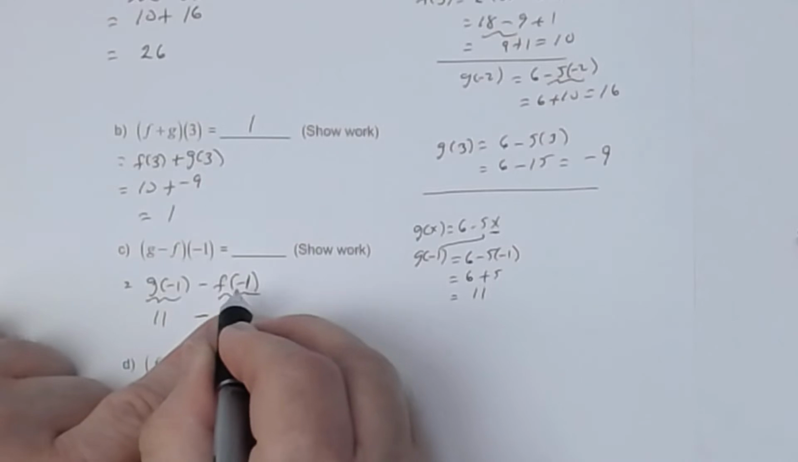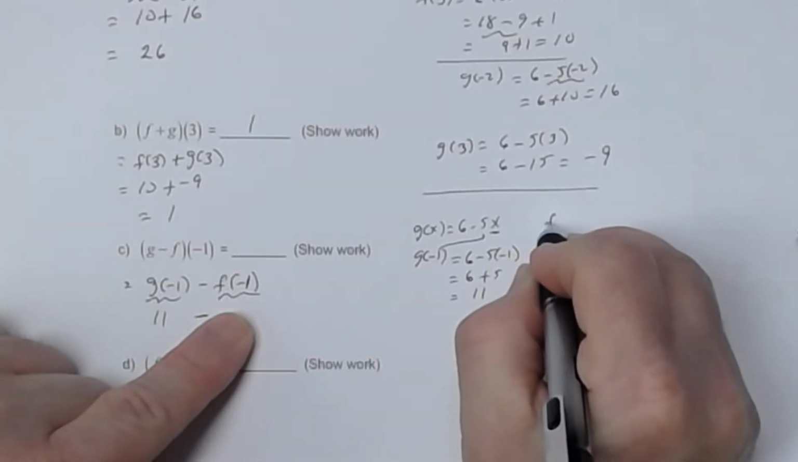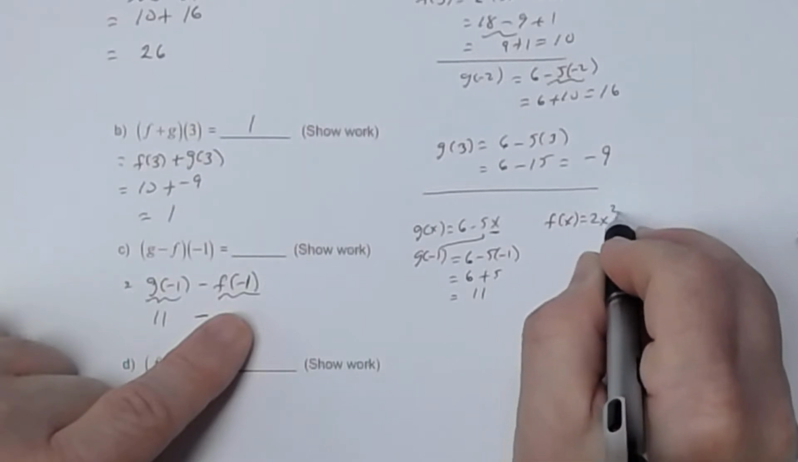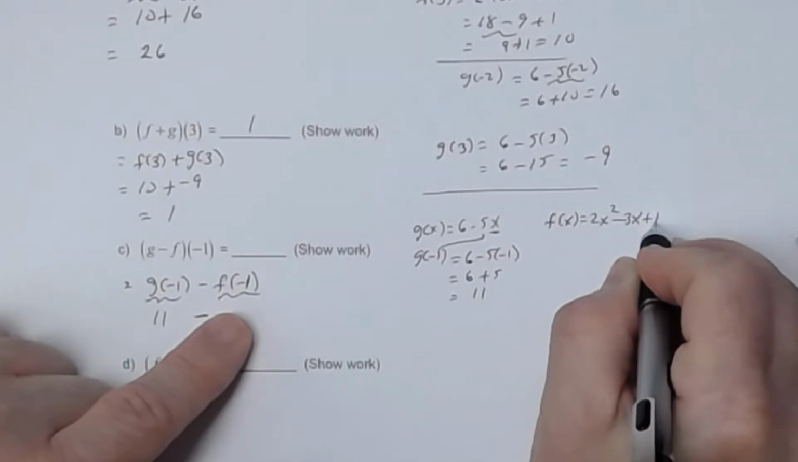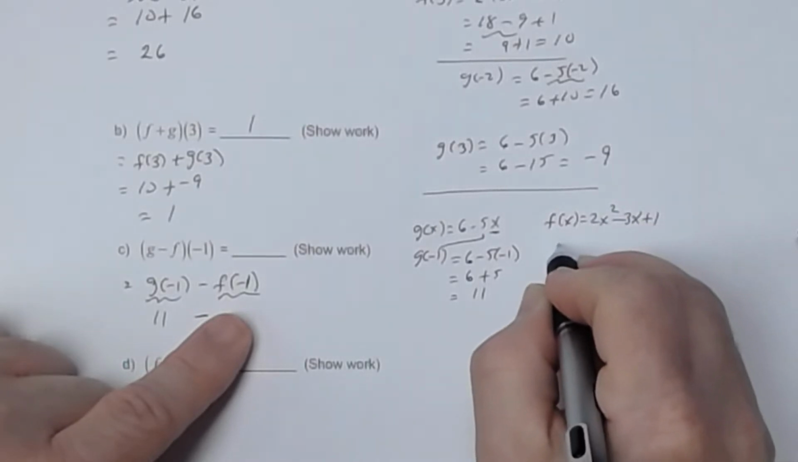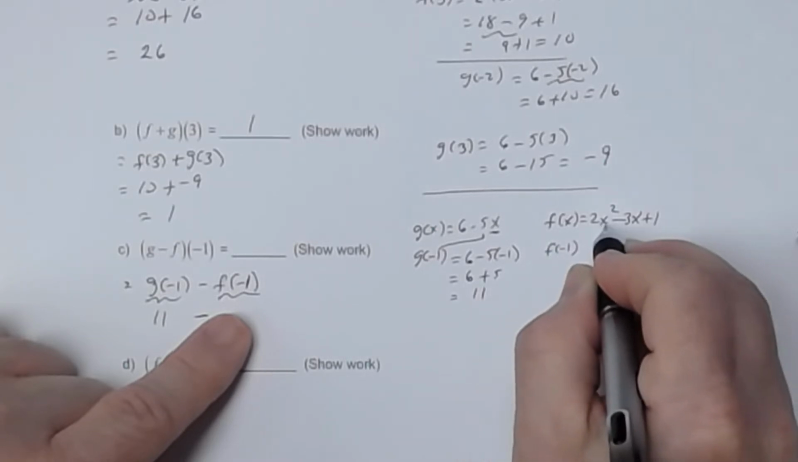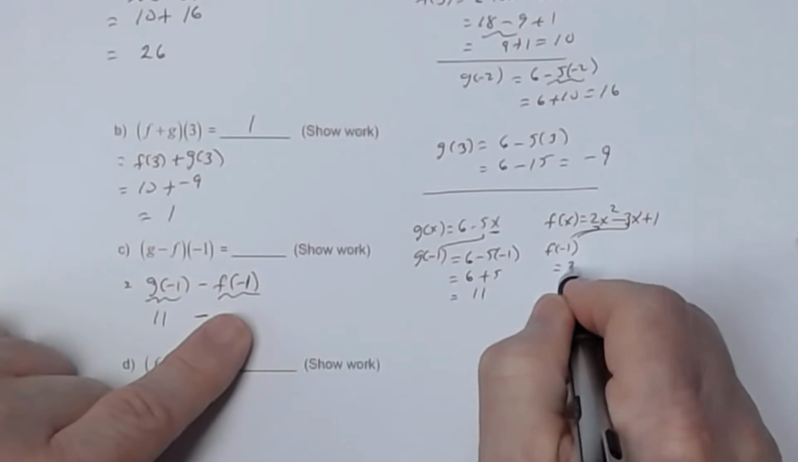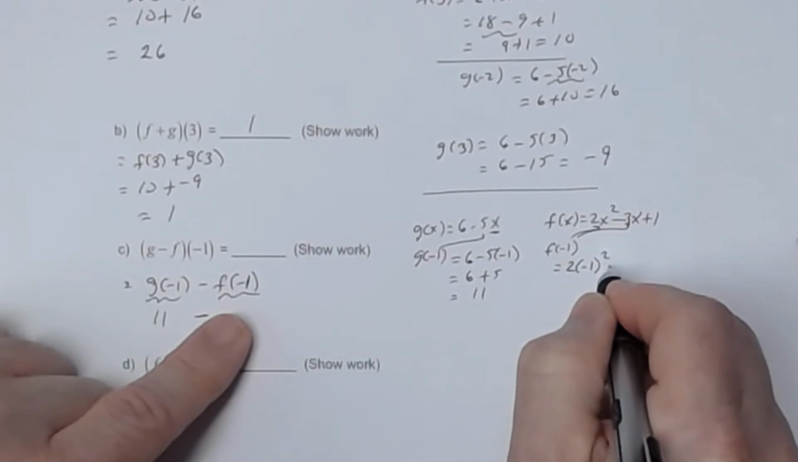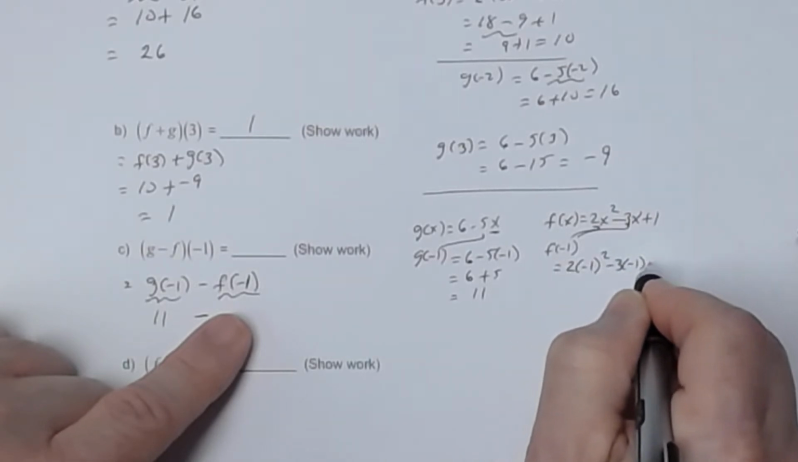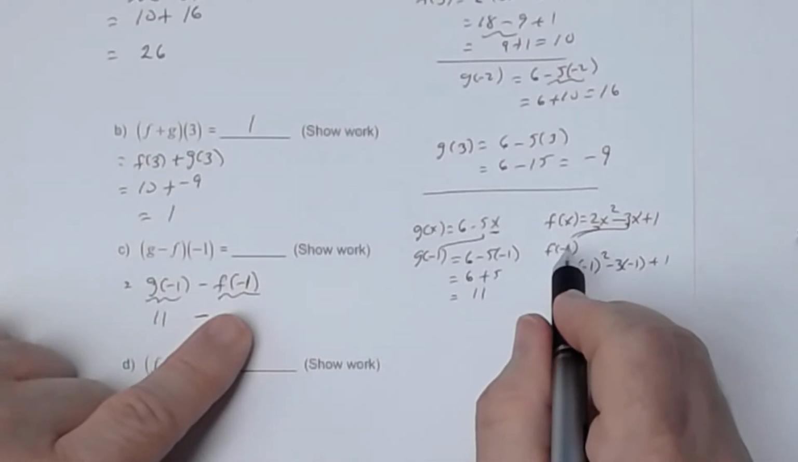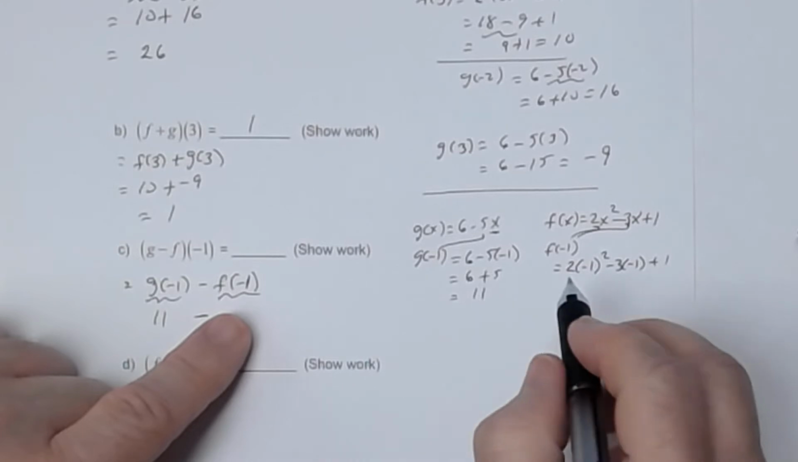Now we're going to find f of negative 1. So f of negative 1, I have to use my function f, which is 2x squared minus 3x plus 1. So this time, if I want to find f of negative 1, wherever we see the variable x, I'm going to substitute negative 1. So this becomes 2 times negative 1 squared minus 3 times negative 1 plus 1. Notice I put those in parentheses since x is negative here.